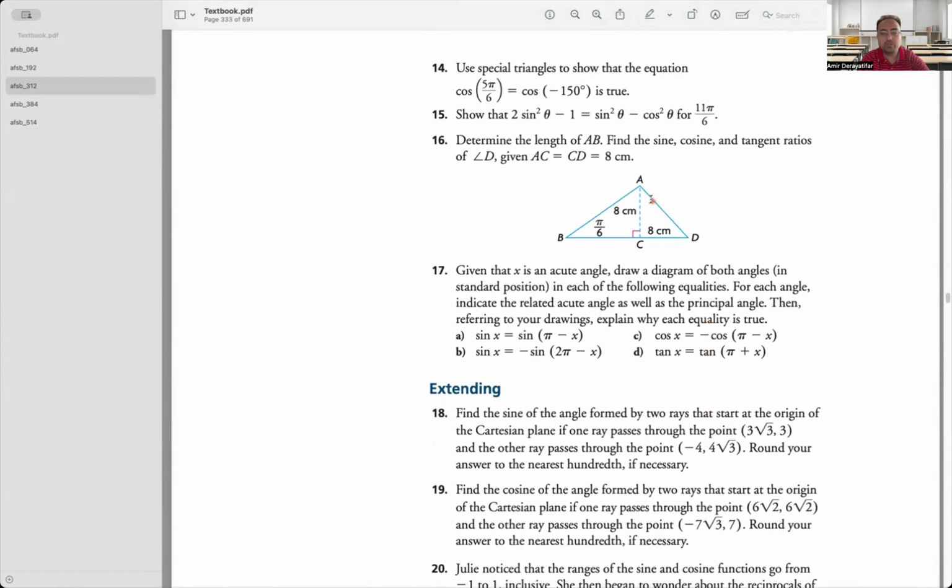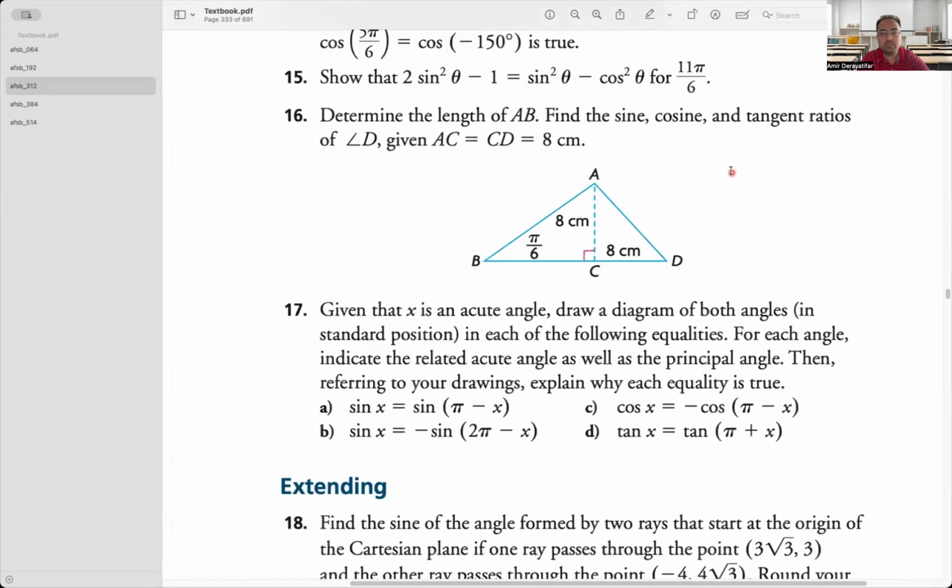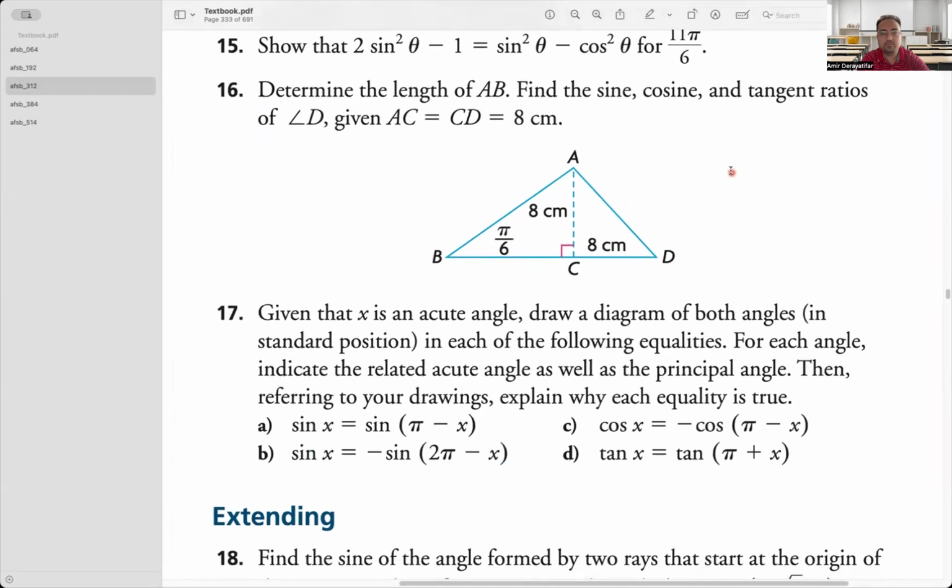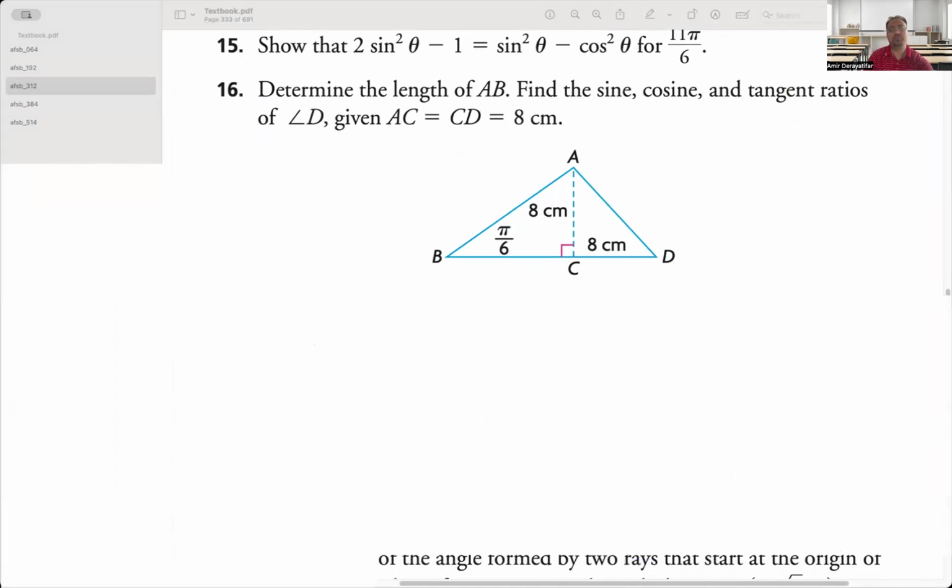Can you guys solve question 16? Move that up. Question 16. So 16 is a very nice one. A little bit challenging though, but give it a try.